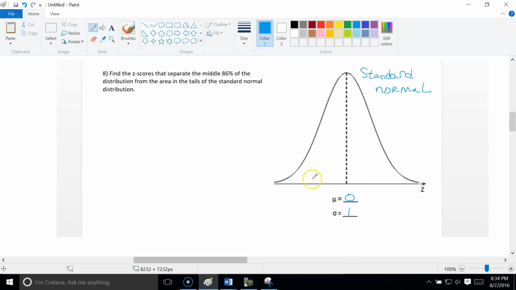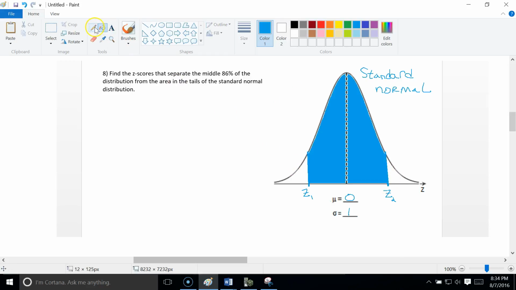And now they're asking for the two values, find the z-scores, the two values, the middle 86%. So there's going to be some value here, which we'll call z sub 1, and there's going to be some other z value over here, which we'll call z sub 2. And those are the ones I'm looking for. So I want the values that trap the middle, approximately there to approximately there, that area right in there, and I want that area to be 86%. So the middle 86%.